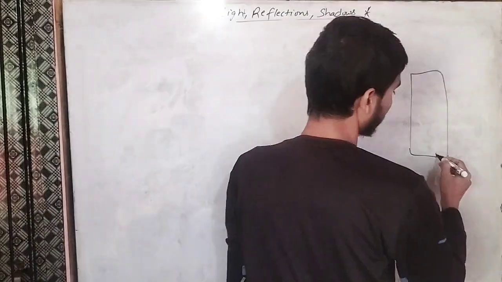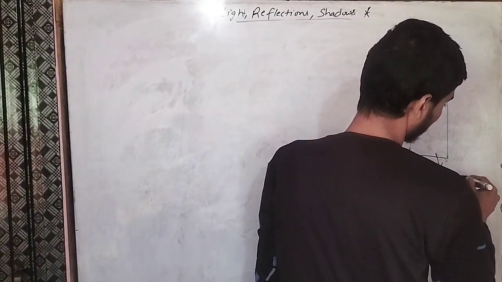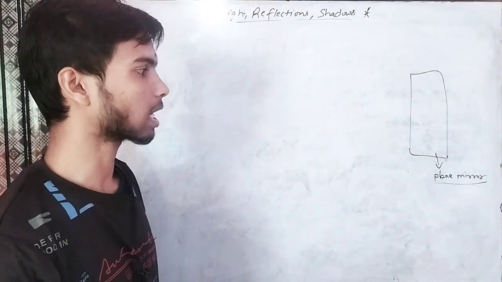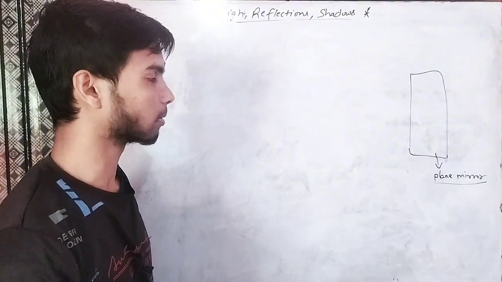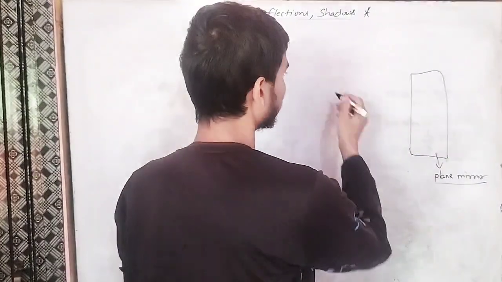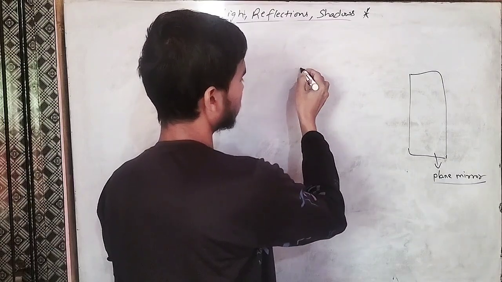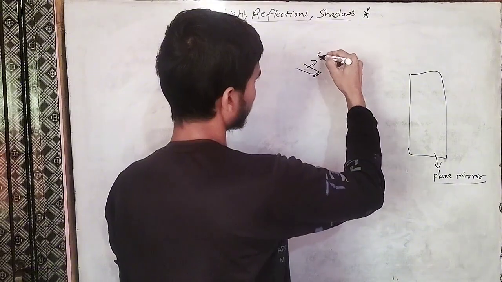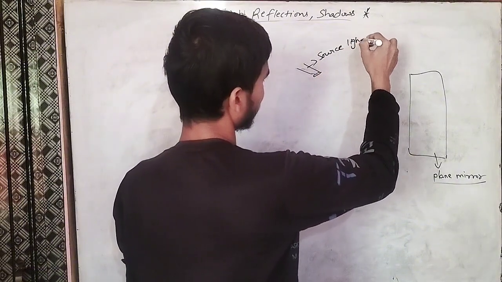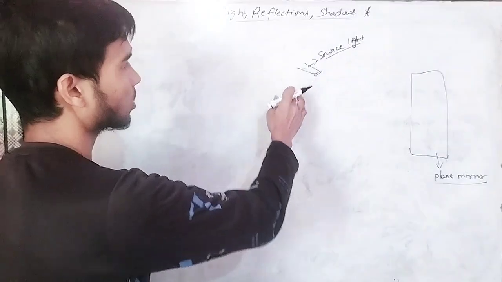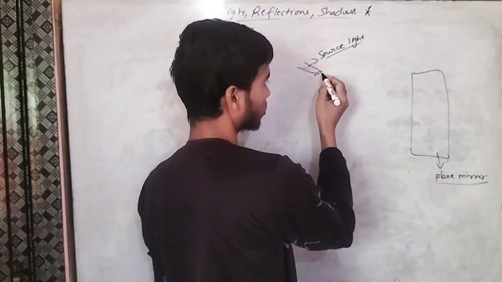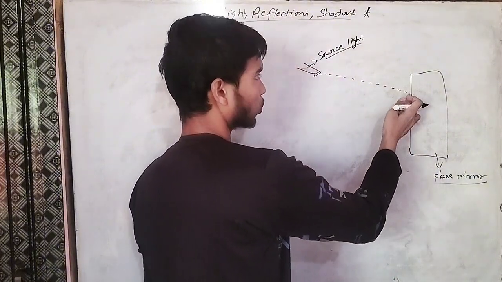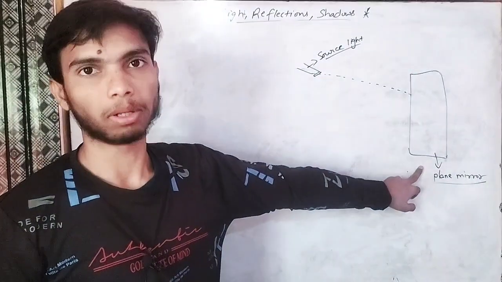Plane mirror. This is a plane mirror. Got it? It is describing that I am smooth and I am plane. So here this is a source of light. Now light from the source is falling on the surface of this object, so it is a plane mirror.